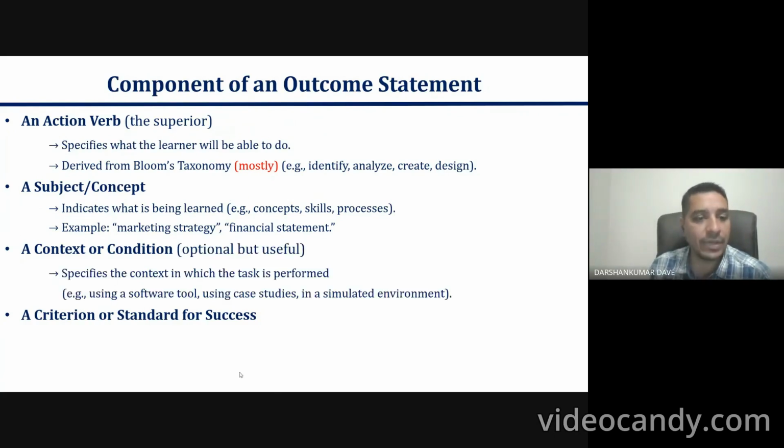What is a context or condition? In which situation he will be able to perform the task. That's my context. Generally, it is optional, but it is useful. It is useful for the students to understand what is expected. Right?